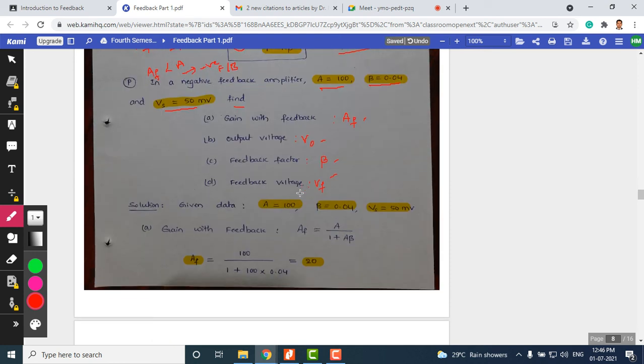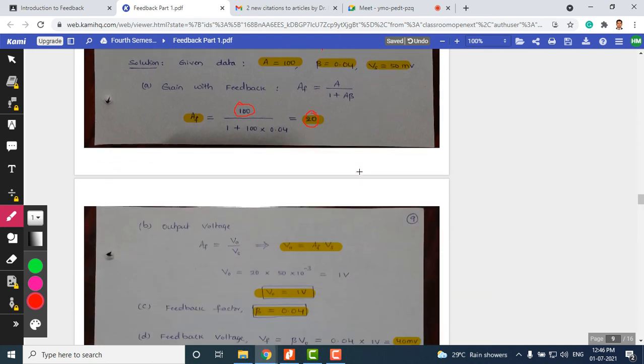Now, let us write down the given data. A is given, beta is given, Vs is given. The first part is very easy and straightforward: gain with feedback AF is equal to A divided by 1 plus A beta. Substitute all the known quantities, A and beta, and you will get the gain with feedback as 20. Observe that the gain without feedback is 100 and the gain with feedback is 20. How much has it been reduced? It has been reduced by 1 plus A beta times, and 1 plus A beta is nothing but 5. That is the first part of the problem.